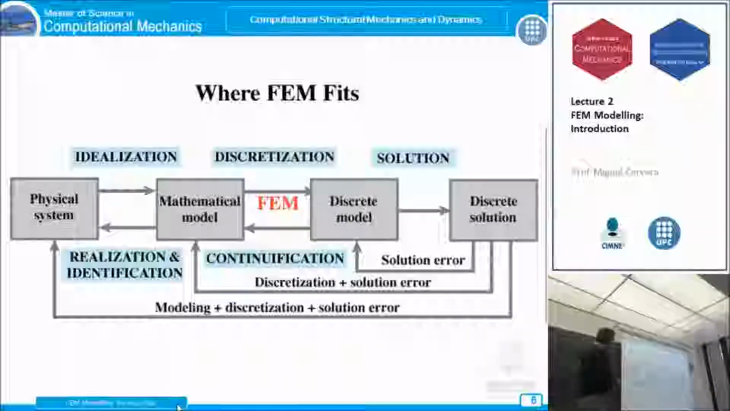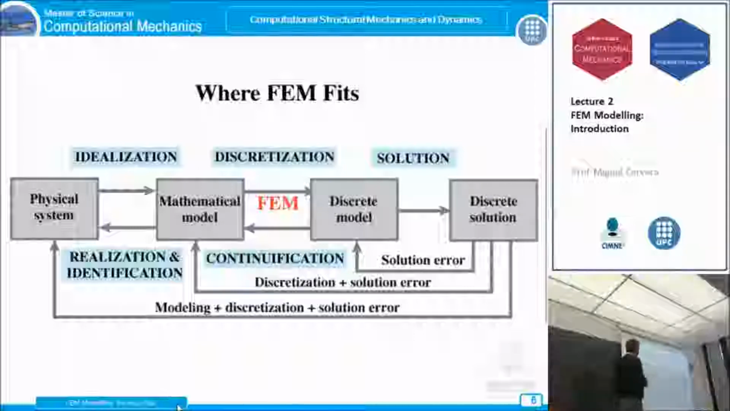Now, again, I'm not going to repeat, but the finite element method fits exactly here. Okay? The finite element method is not going to help you to do this, and it's not going to help you on this. Okay? It's of no help.